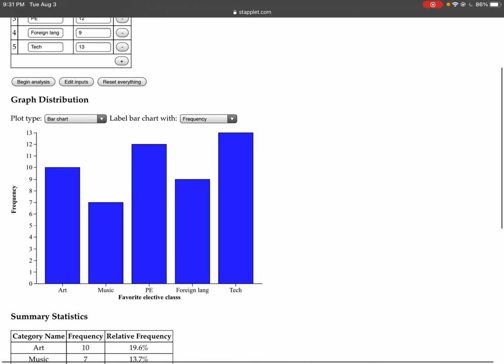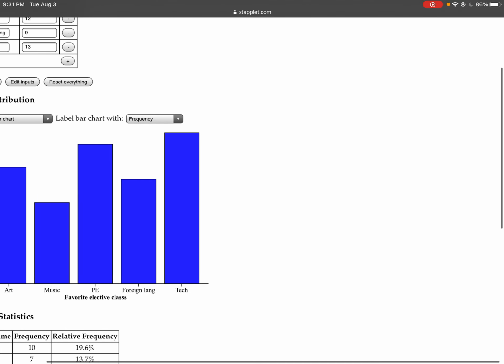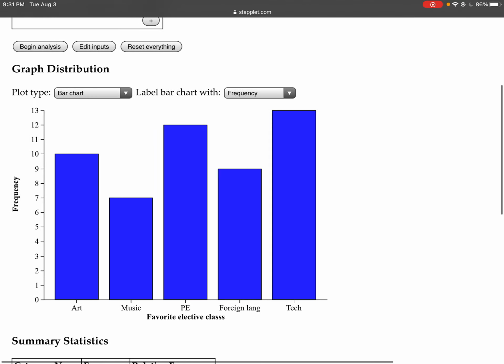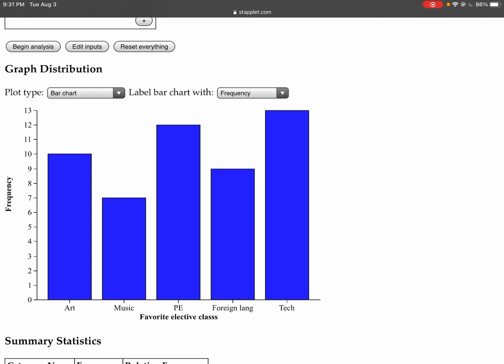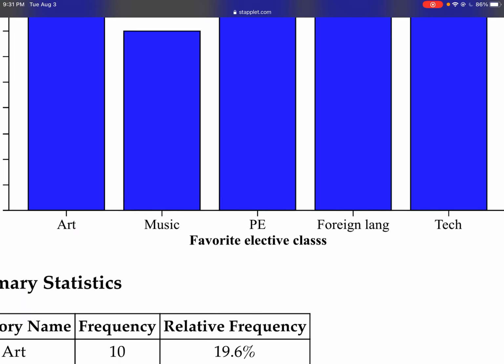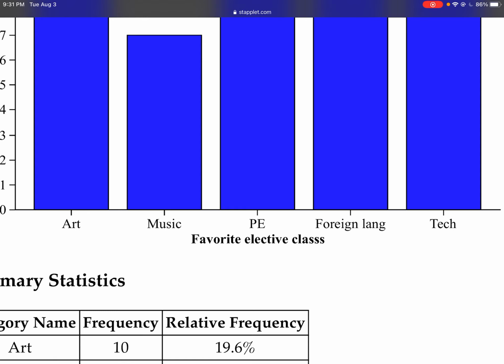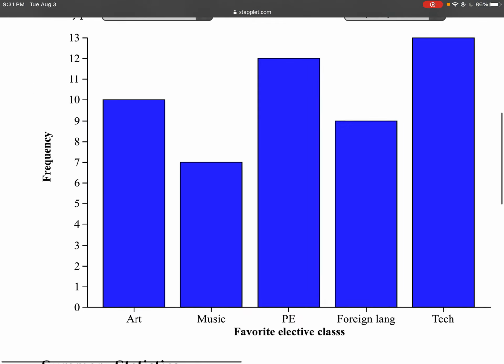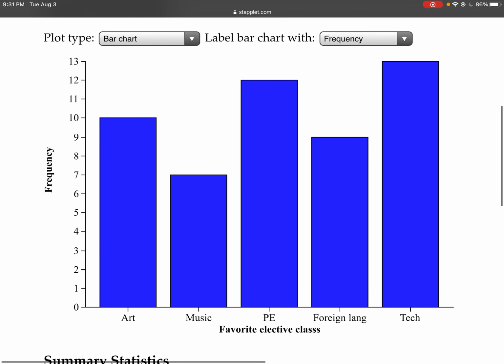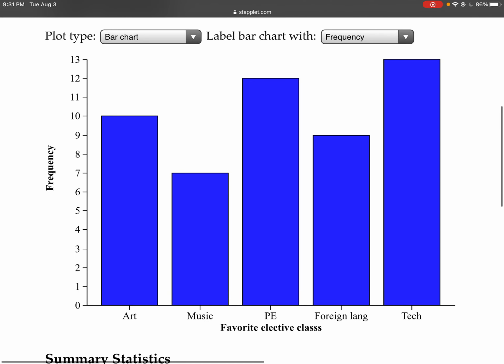The first thing that we're given is a bar chart. Right now it's showing the frequencies. One thing I want to point out is, first off, the labels. Notice that the horizontal axis has the name of the variable, favorite elective class, and then we have the names of the 5 groups. And then the vertical axis has a label as well. It's labeled as frequency, and notice how it starts at 0.